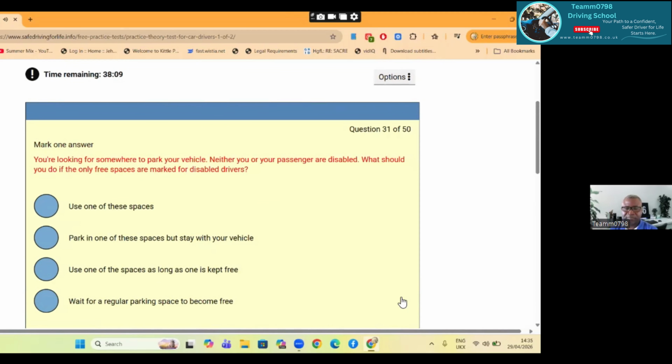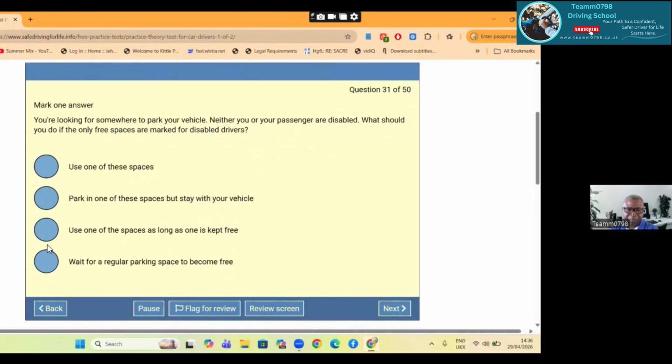Mark 1 answer. You're looking for somewhere to park your vehicle. Neither you nor your passenger are disabled. What should you do if the only 3 spaces are marked for disabled drivers? Okay, so never park in a disabled bay unless you're disabled. We want to show consideration for anyone who is disabled because it might take them longer to get to where they want to get. So we want to be considerate to them. Do not park in that bay. Park somewhere else, or look for a different bay, or wait for another space to pop up. But please do not inconvenience other road users or disabled ones. Let's show respect to people who need their spaces.